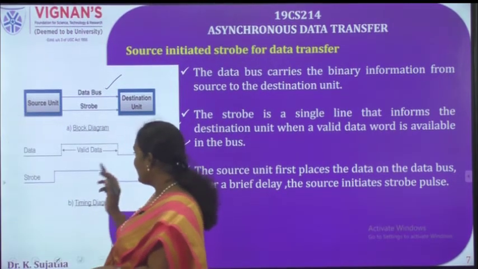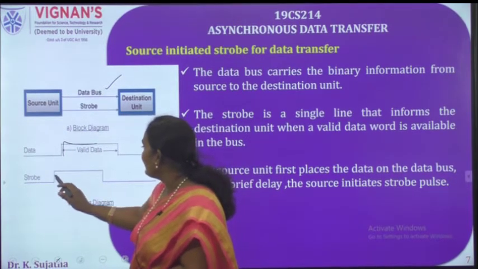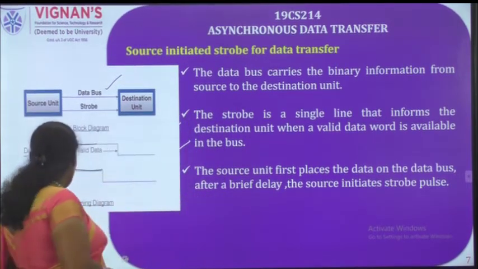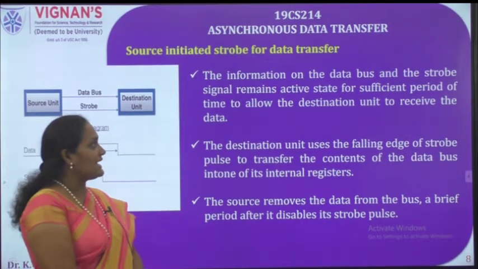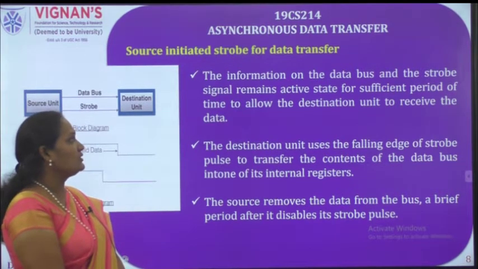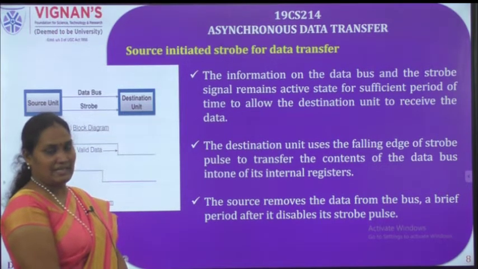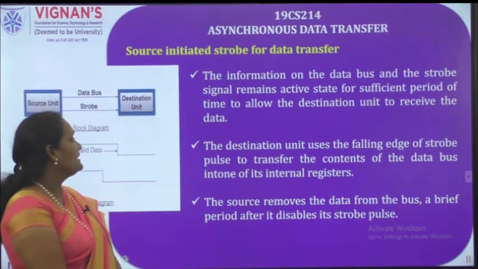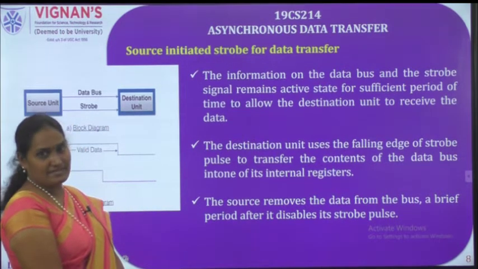Let us see here the timing diagram. First, the data will be placed onto the data bus. Later, after a small gap, a strobe control will be initiated. Now, the information on the data bus and the strobe signal remain in the active state for a sufficient period of time to allow the destination unit to receive the data. So, both the data present on the line and the strobe control are in active state till the destination receives it. The destination unit uses the falling edge of the strobe pulse to transfer the contents of the data bus into one of its internal registers.